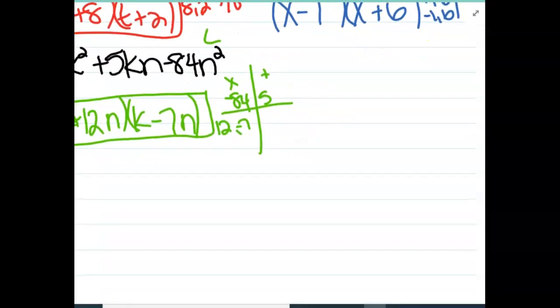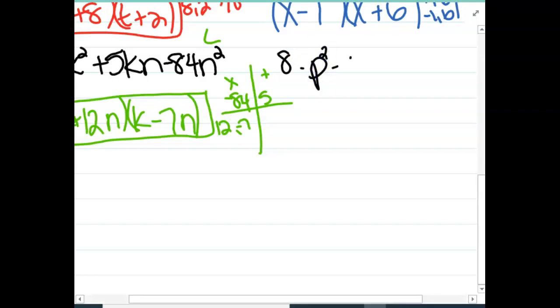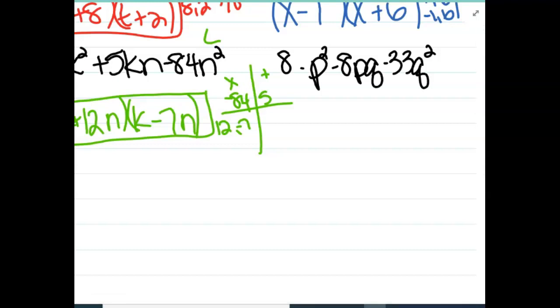Let's try another one of those. Okay, number 8 says p squared minus 8pq minus 33q squared. Okay, regardless how many variables or numbers or whatever, you already know what your answer looks like. And in fact, you already know how to get the f.